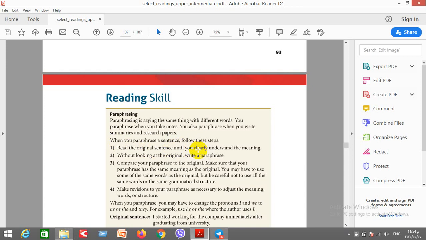Then, without looking at the original, write a paraphrase. You will have a test here: you write without looking at the original. Compare your paraphrase to the original. You will have a comparison. Make sure that your paraphrase has the same meaning. The most important point is the same meaning as the original but in different words. You have to use paraphrase.